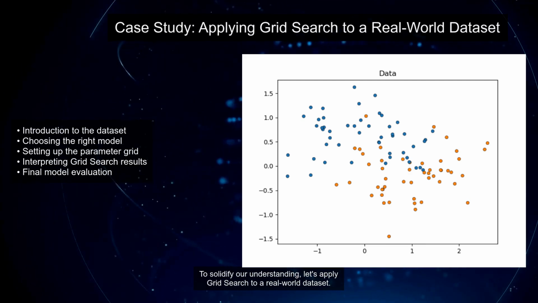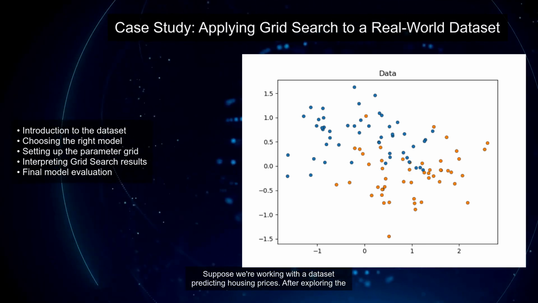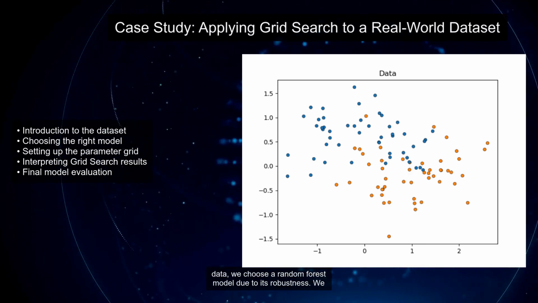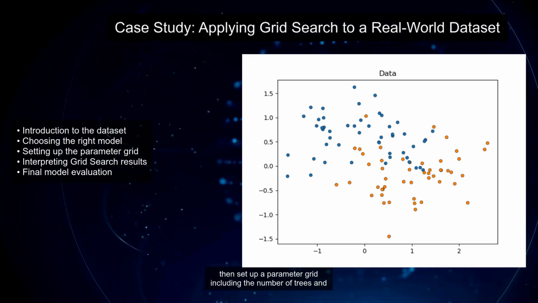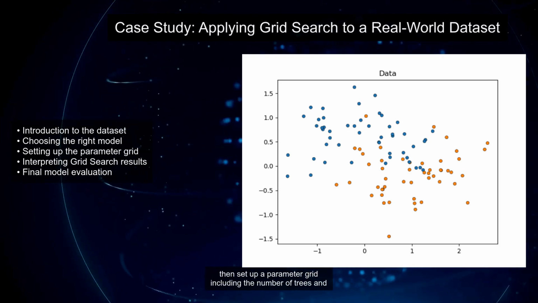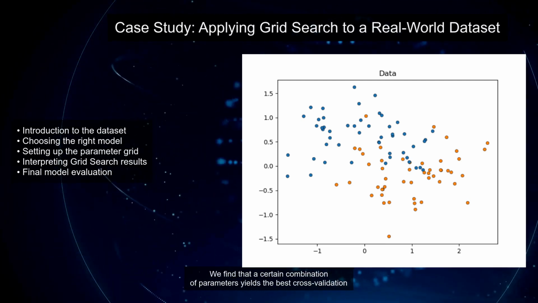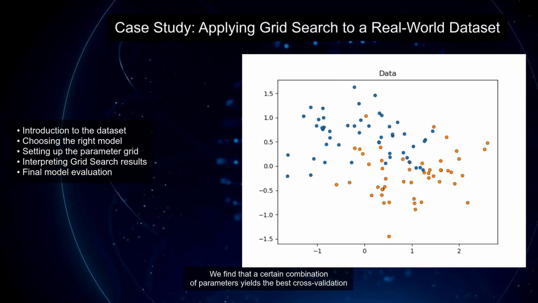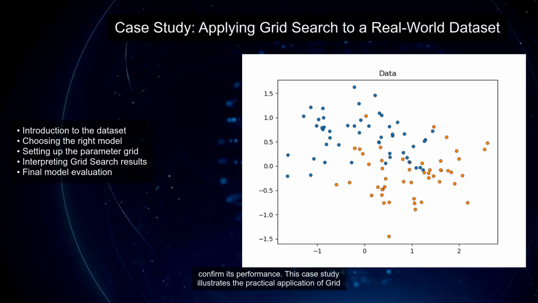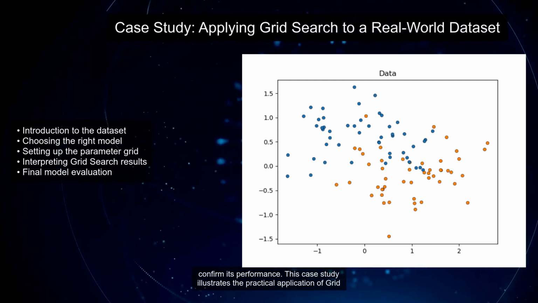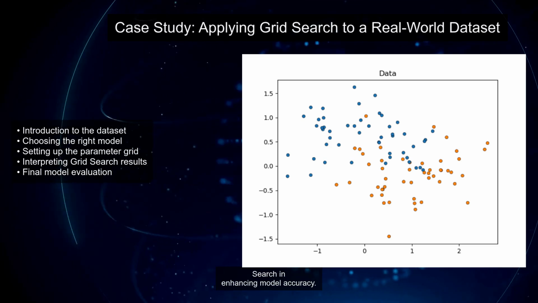To solidify our understanding, let's apply grid search to a real-world dataset. Suppose we're working with a dataset predicting housing prices. After exploring the data, we choose a random forest model due to its robustness. We then set up a parameter grid including the number of trees and maximum depth. Using grid search, we execute the search and analyze the results. We find that a certain combination of parameters yields the best cross-validation score. Finally, we evaluate this model on a separate test set to confirm its performance. This case study illustrates the practical application of grid search in enhancing model accuracy.